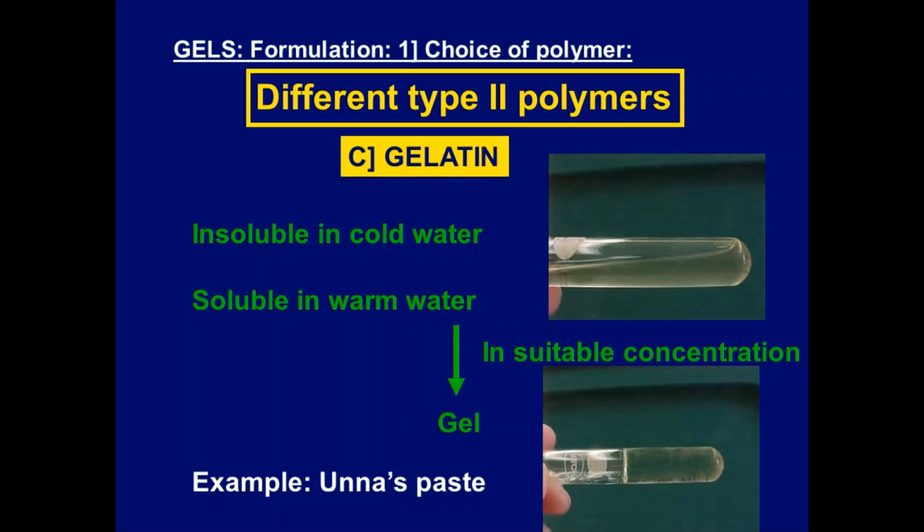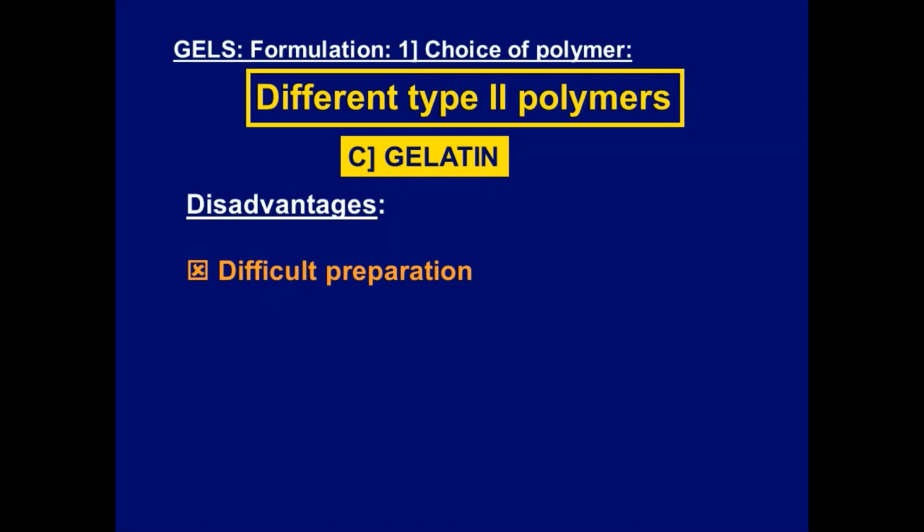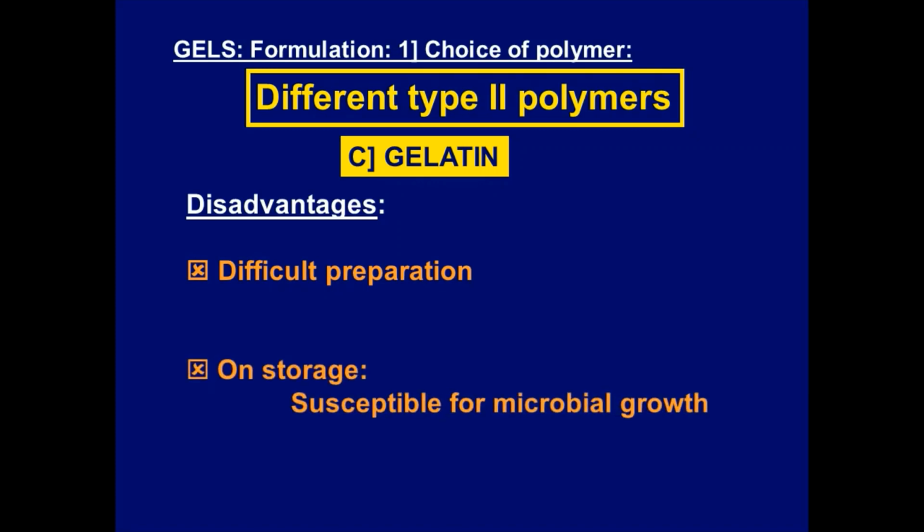Preparation of gelatin gel is very difficult, so it is no more used. Of course, in addition, it is susceptible to microbial growth. So the disadvantages of gelatin as a type 2 polymer are that its preparation is difficult and on storage it is susceptible to microbial growth.